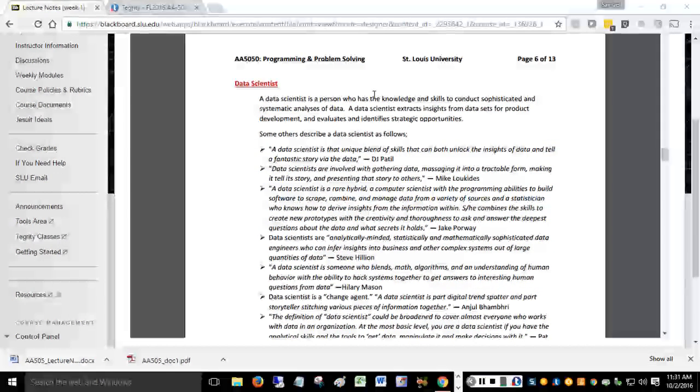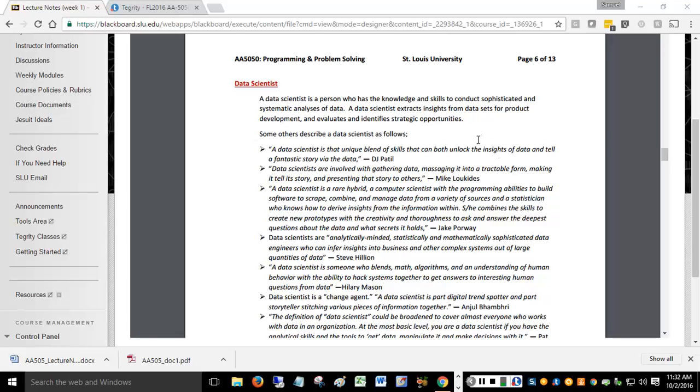Now we're getting to what I've heard called the sexiest job title of the 21st century. I have to chuckle at this because when you hear the word data scientist, and this is one definition I found, a data scientist is a person who has the knowledge and skills to conduct sophisticated and systematic analysis of data. They extract insights from the data sets, for product development, for example, and evaluate and identify strategic opportunities, bring forth new insights, and so forth.